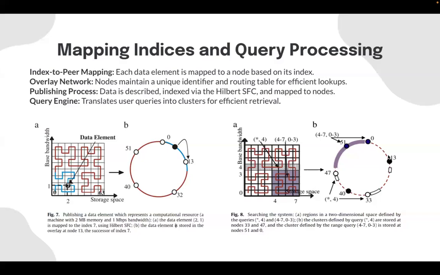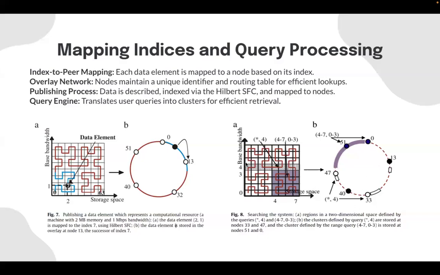Once the cluster matching the query is identified, the query engine routes the search request to each relevant node. Nodes use a cluster prefix generated by the space filling curve's digital causality property to direct the query message to the appropriate nodes. This approach makes query processing efficient by ensuring that only relevant nodes are queried, reducing unnecessary network traffic and enhancing scalability.